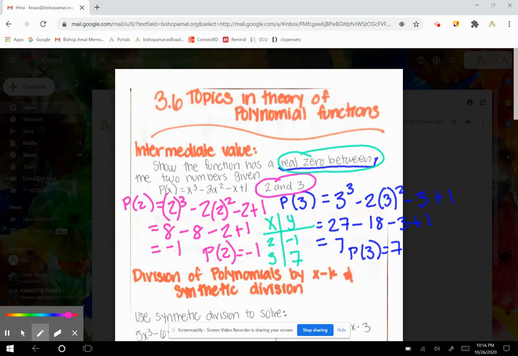Because there's a sign change, because this one is negative and 7 is positive, then the answer for here is yes. Yes, there's real zeros between the two numbers. And again, why? Because of the sign change. We have consecutive numbers and there's a sign change between the two consecutive numbers. So our answer is yes, there's a real zero between 2 and 3.